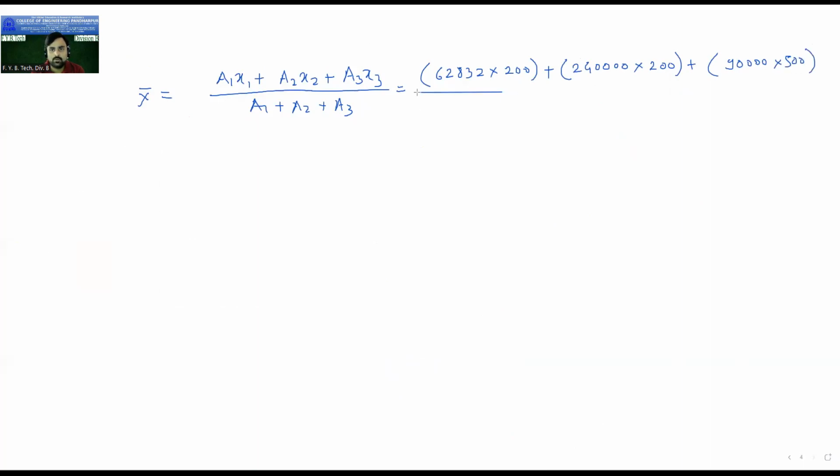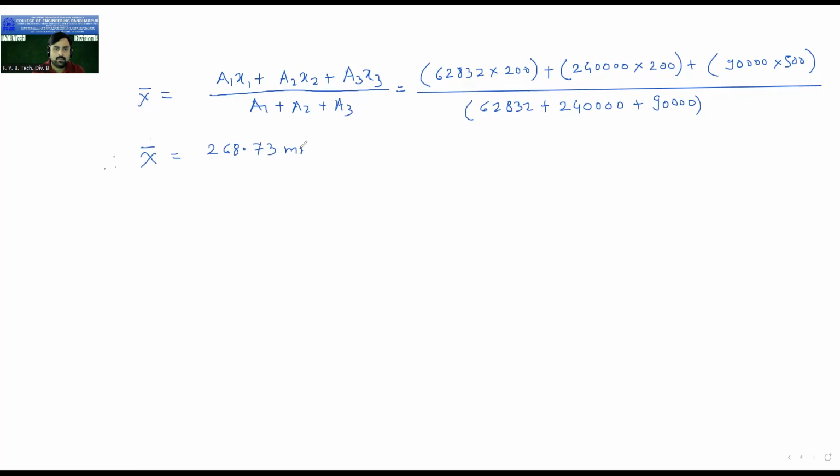And this whole is divided by 62832 plus 24000 plus 90,000. Therefore, x bar is equal to 268.73. किती आला? 268.73 mm. Please check the answer.